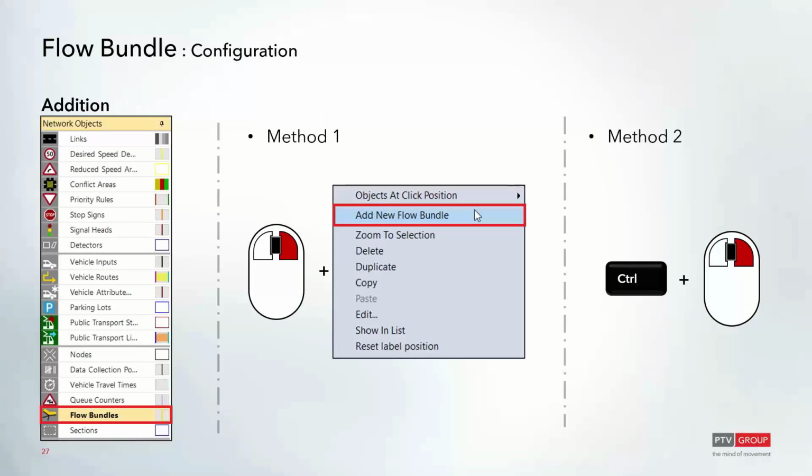And the flow bundles can be added to the network by selecting this flow bundle network object from that toolbar. And then you can add these either by right-clicking and going through the context menu and clicking the Add New Flow Bundle option. Or you can also just press Control and right-click directly on the link itself.